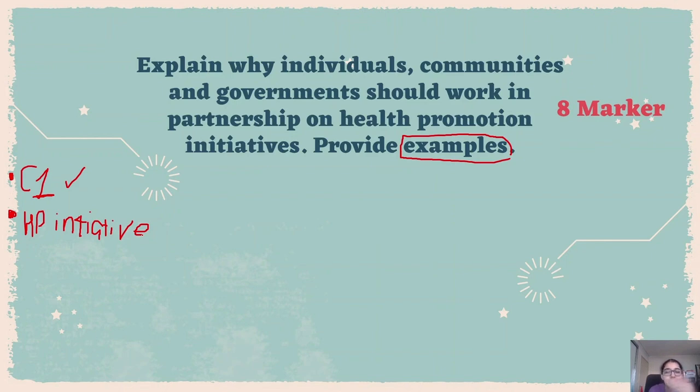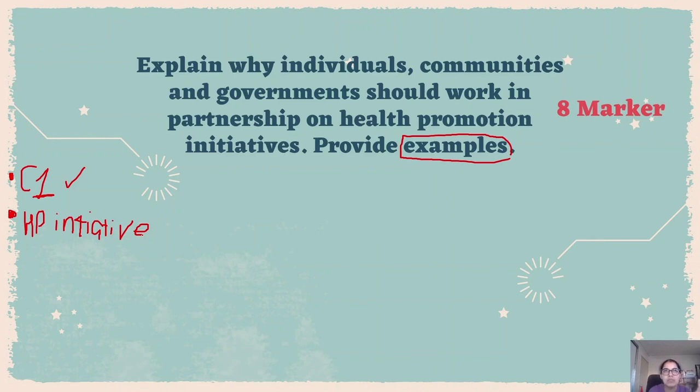So with examples, you could have given a range of different examples. You could talk about, again, the popular examples I've given, Close the Gap. You could talk about the National Tobacco Strategy. You could talk about Head to Health, which is a mental health initiative, a health promotion initiative. So you could do any of them as long as you link it back to why individuals, communities, and governments are working together, right?